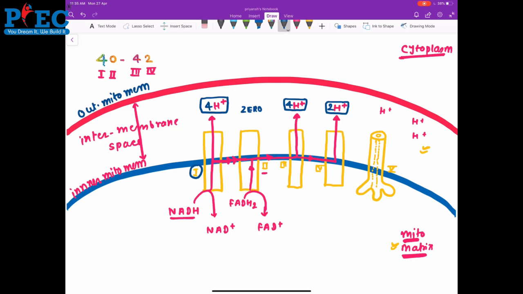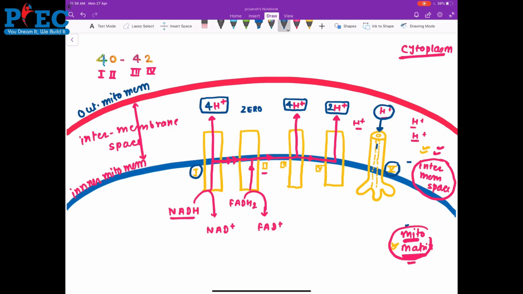Because of this accumulation of hydrogen ions, a gradient is formed between the intermembrane space and the mitochondrial matrix. You can see there is a gross concentration difference of hydrogen ions. In the intermembrane space there is a very high concentration, whereas in the mitochondrial matrix it is very low. Complex 5 has a passage which connects the intermembrane space to the mitochondrial matrix. So these hydrogen ions will try to come back to the mitochondrial matrix via this tunnel.